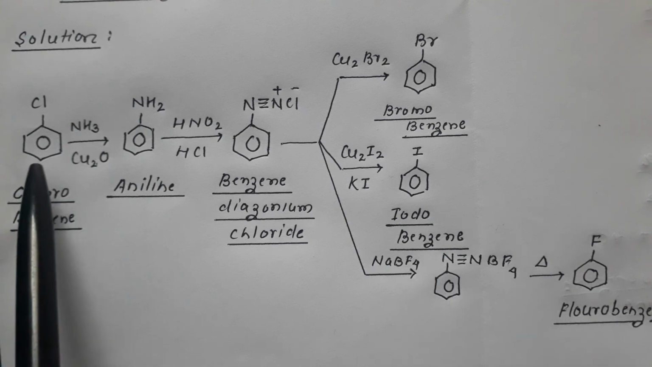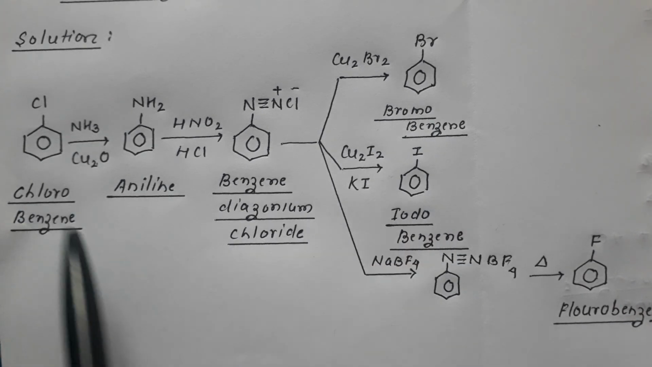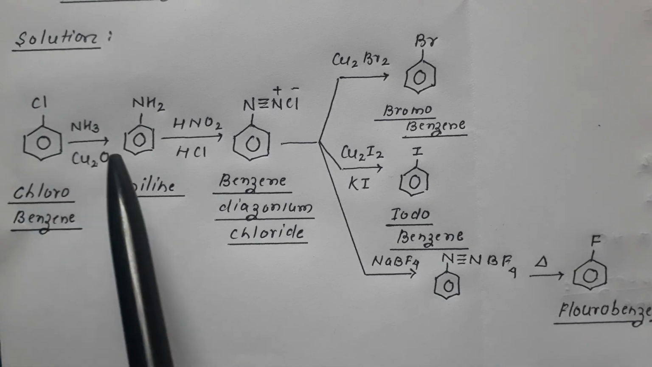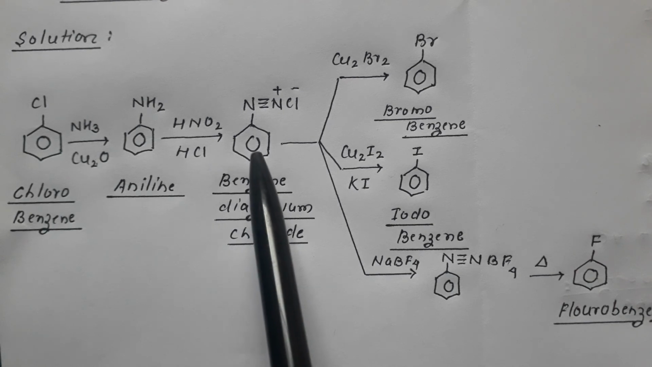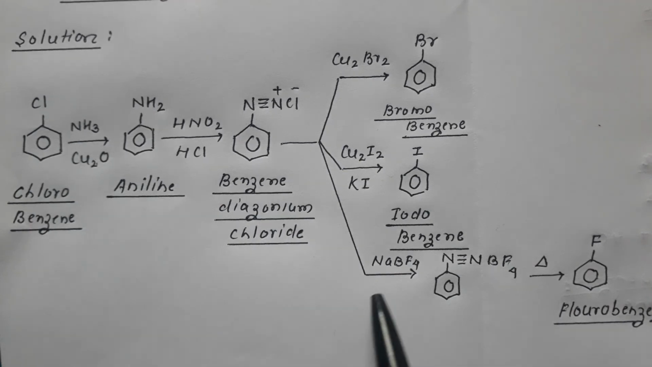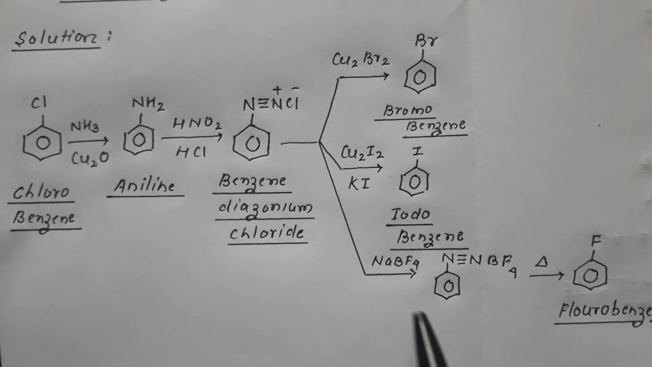converting into fluorobenzene. So what we have done, we have converted chlorobenzene into bromobenzene, into iodobenzene, and into fluorobenzene. These are the pathways. Chlorobenzene is converted into aniline, then into benzene diazonium chloride, using cuprous bromide into bromobenzene, using cuprous iodide into iodobenzene, and then using sodium tetrafluoroborate into this intermediate, which on heating decomposes to give fluorobenzene. Benzene diazonium chloride made to react with sodium tetrafluoroborate results in benzene diazonium tetrafluoroborate, which on heating decomposes to give fluorobenzene. This is called the Balz-Schiemann reaction.